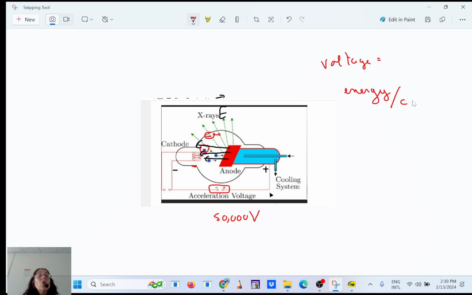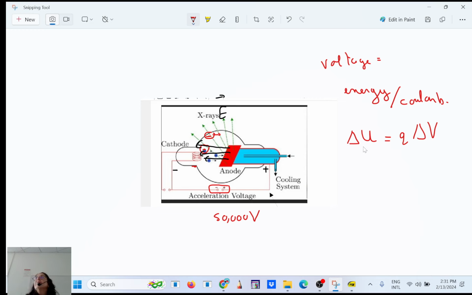Energy per coulomb. Okay? Energy per coulomb. So the potential energy, I'm going to call that delta U, will be the voltage, so for 1 coulomb times Q. Does it make sense? Because voltage is energy per coulomb. So if you have Q coulomb, you have that much energy.